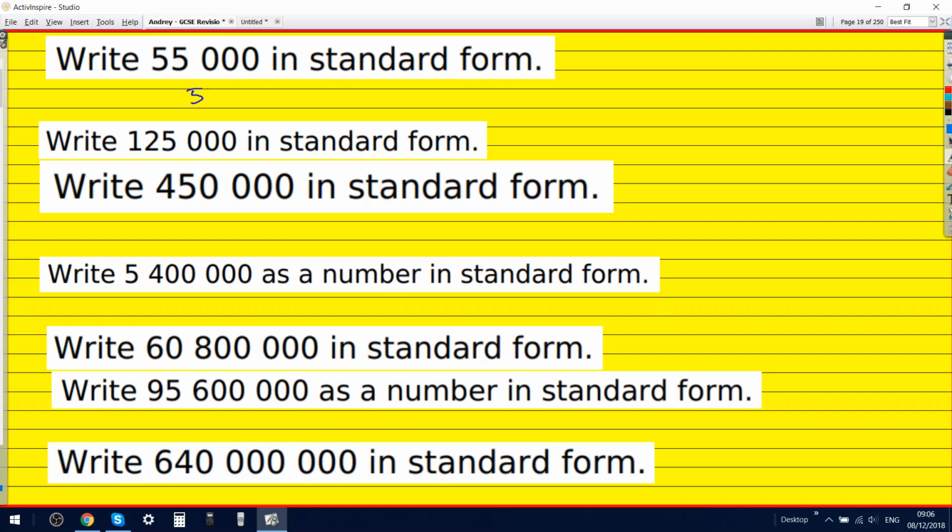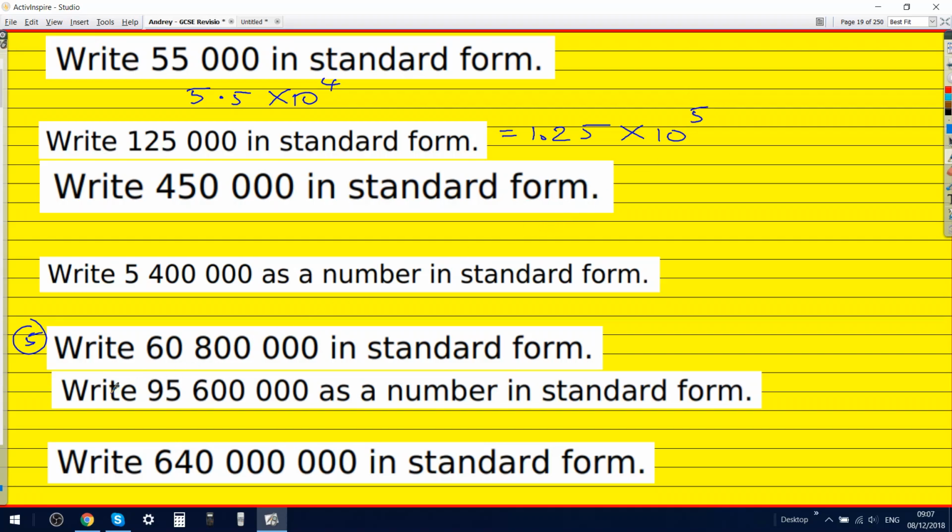Top one: 5.5 times 10 to the 4. Next one: okay, 125, so 1.25 times 10 to the 3. No. Is that like 10 to the 5? Yes.